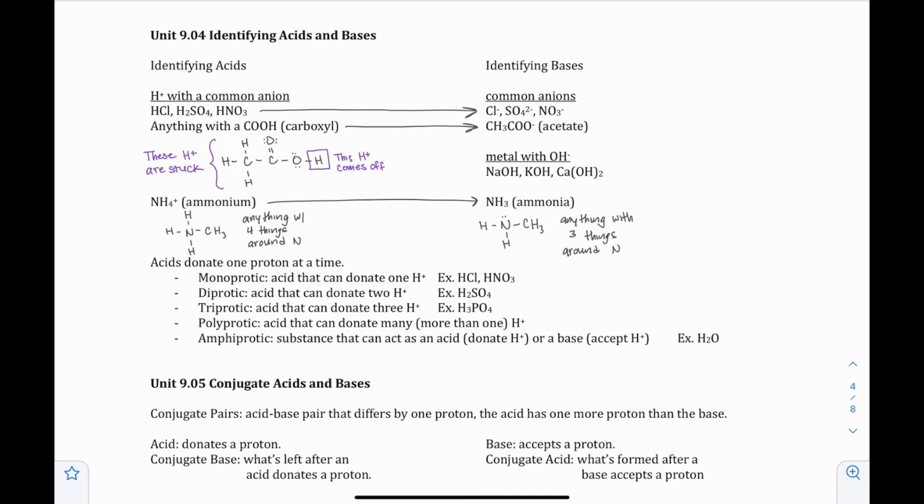One important thing to note is that acids donate protons one at a time. If they're monoprotic, that means they only have 1 proton to donate. Diprotic acids can donate 2 protons, like H2SO4. Triprotic acids have 3 protons to donate, like H3PO4. And polyprotic means it can donate more than 1 proton, so that includes diprotic and triprotic acids. Amphiprotic are substances that can act as an acid or a base, like we saw earlier with water.